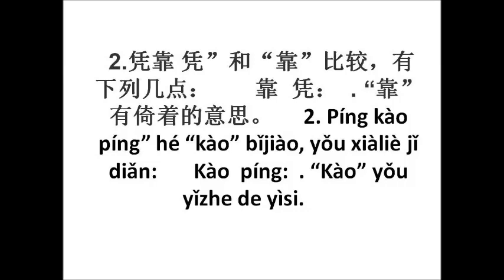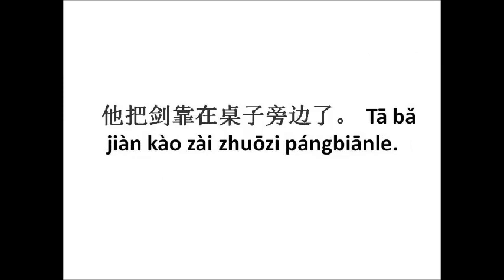Moving on to the second part, the difference between ping and kao. The following are differences between kao and ping. Kao means to lean against or lean on. For example, let us read the following example: 他把剑靠在桌子旁边了. So he leaned or put to rest his sword against the table, on the side of the table.